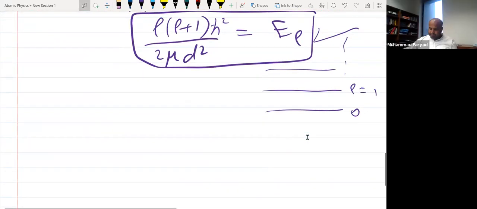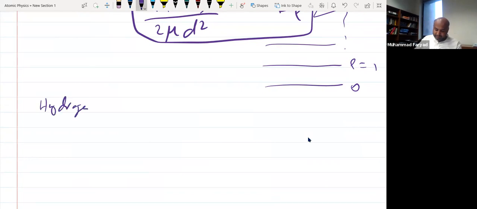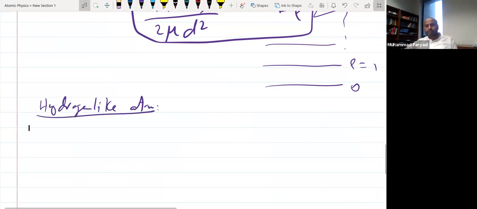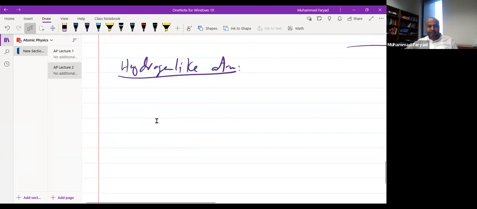Okay, perfect. Let's now talk about the hydrogen-like atom. Just to give you an idea of what associated Legendre equations look like, let me copy them over here. This is just a table from the book. Let's see if it works.